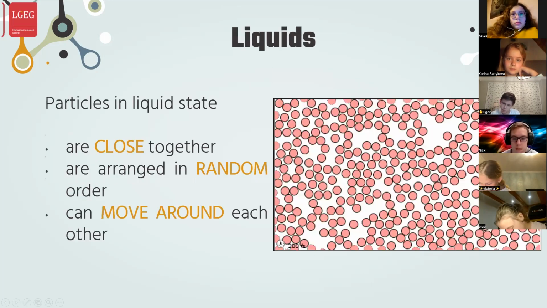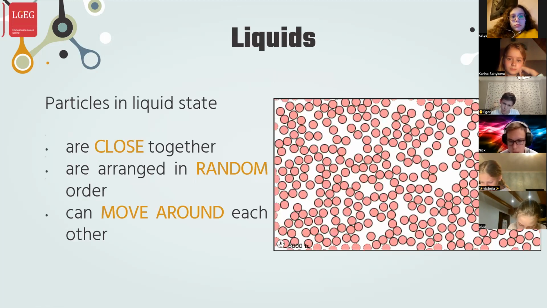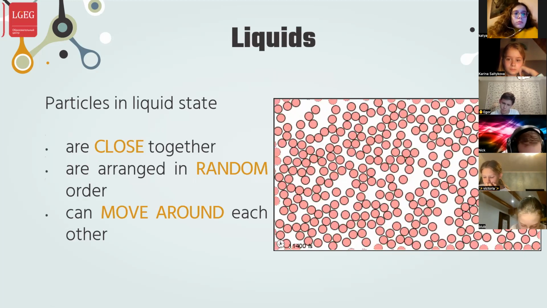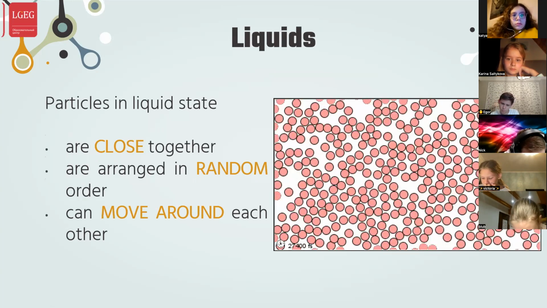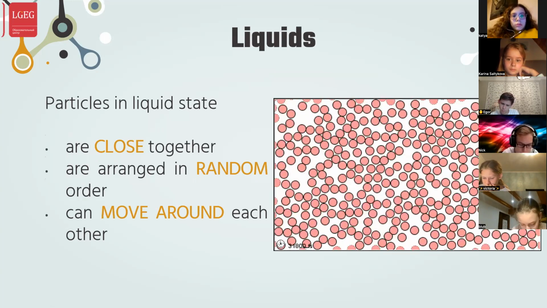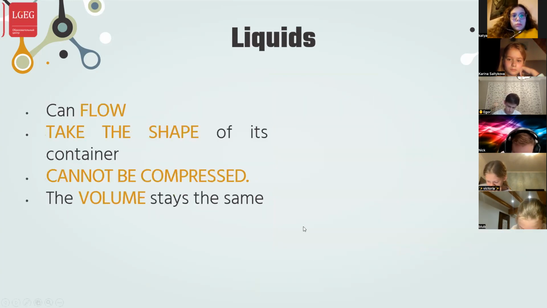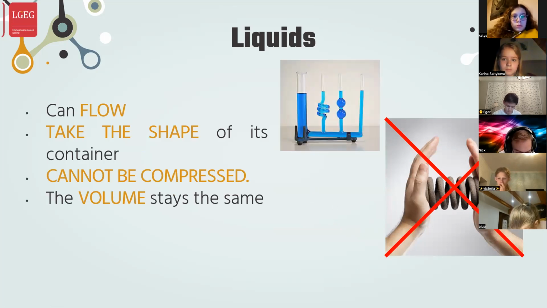Let's talk a little bit about liquids. Liquids still have particles close together, but in this case, they are arranged in random order, and they don't have bonds now, so they move around each other. So this is why they want to move around each other. And liquids can flow, but they cannot be compressed as well. We cannot change their volume, but we can change their shape. They take the shape of the container.